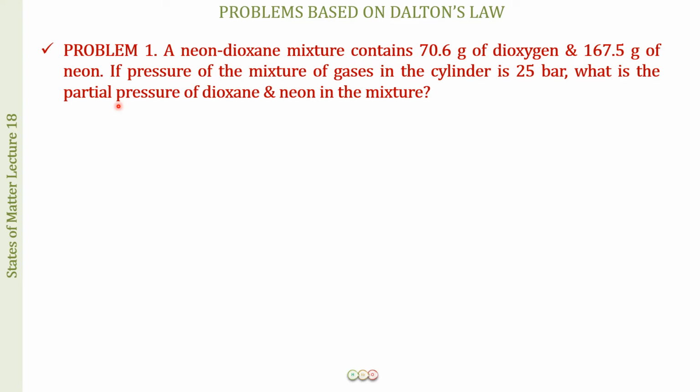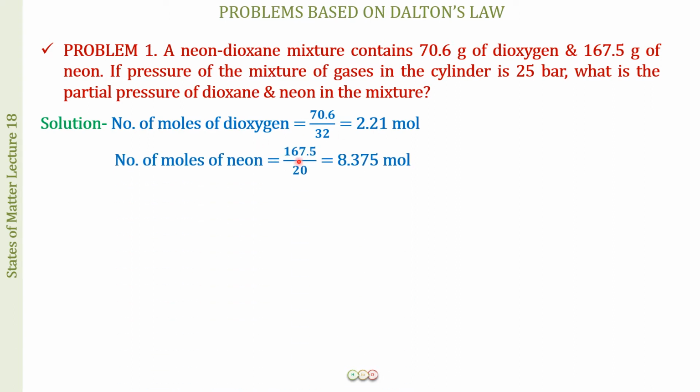The partial pressure of each gas is going to be equal to the mole fraction multiplied by the total pressure. So what do we require? We require the mole fraction of each gas, and for that the first step is finding out the number of moles of each gas. So let us do that. First of all, the number of moles of oxygen is the mass divided by the molar mass. So 70.6 divided by 32 will give you the moles of oxygen, that is 2.21 moles. Similarly, the moles of neon: 167.5 grams, the mass of neon given to us, divided by the molar mass, that is 20. So you will be getting 8.375 moles.